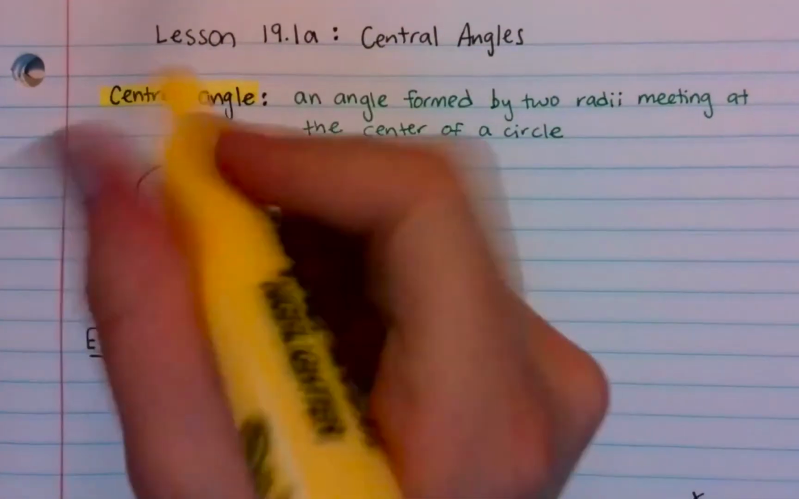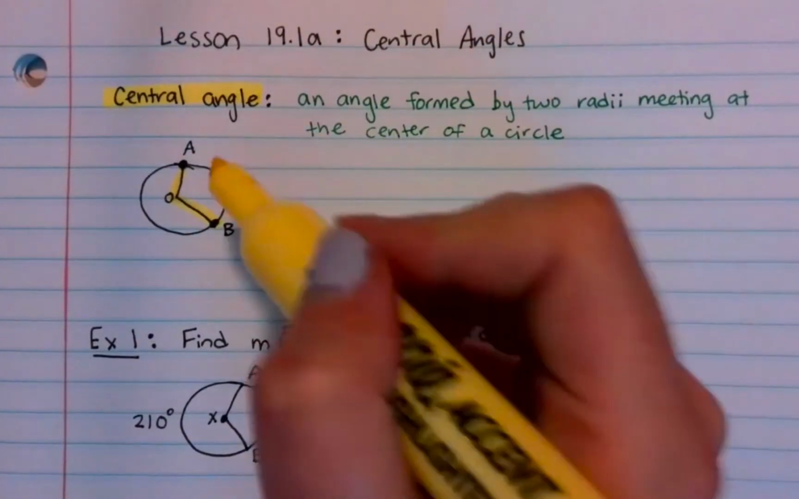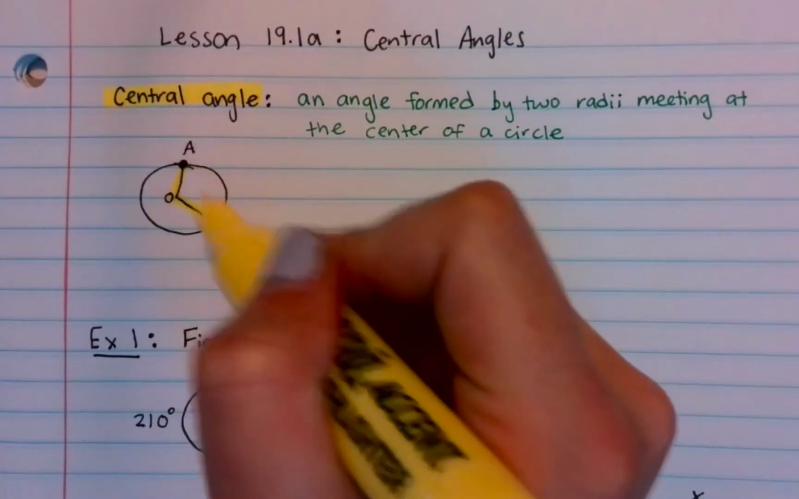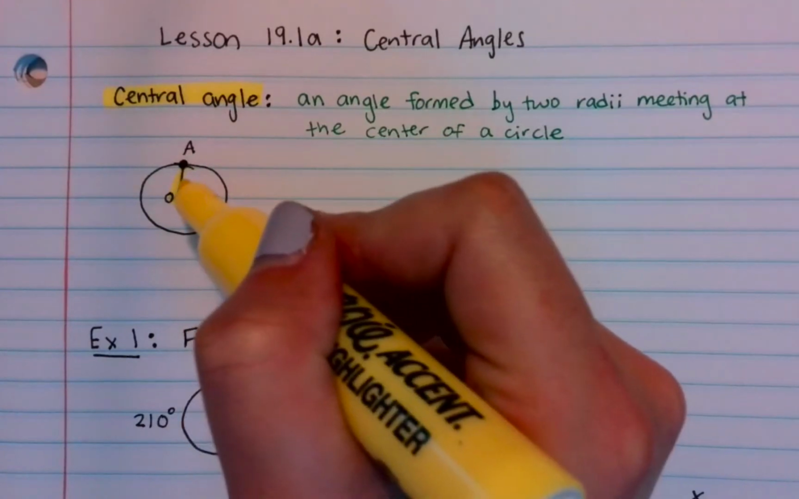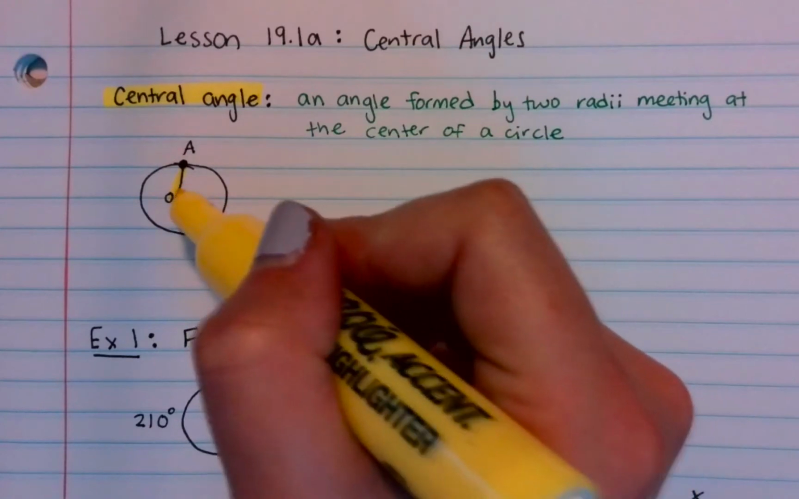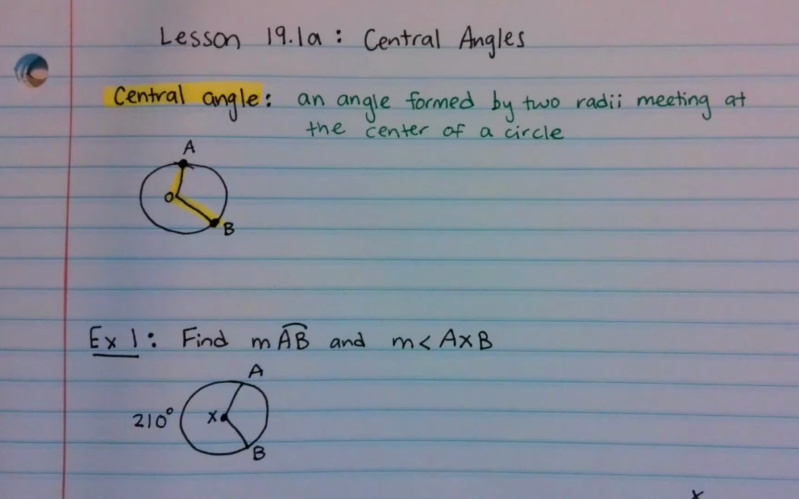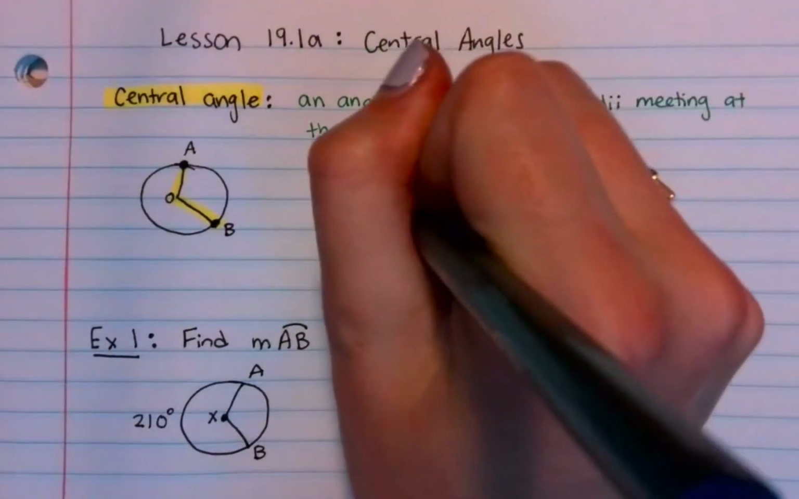Right here we have angle AOB. That is called a central angle. You can see that the two sides of the angle are each radii, they're each a radius. From O to A, that's a radius, and OB would also be a radius. And O is the center, and that's where the sides meet, and that's called the vertex of the angle. So we can call angle AOB a central angle.